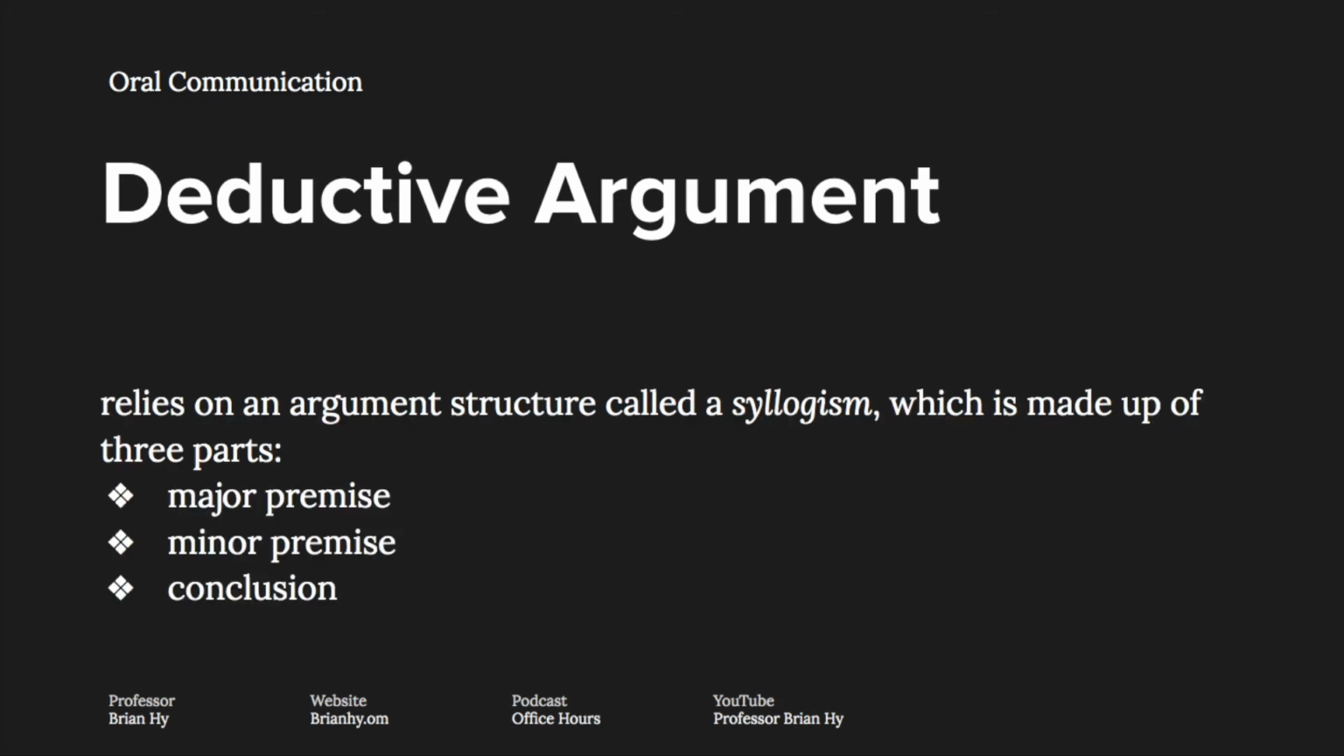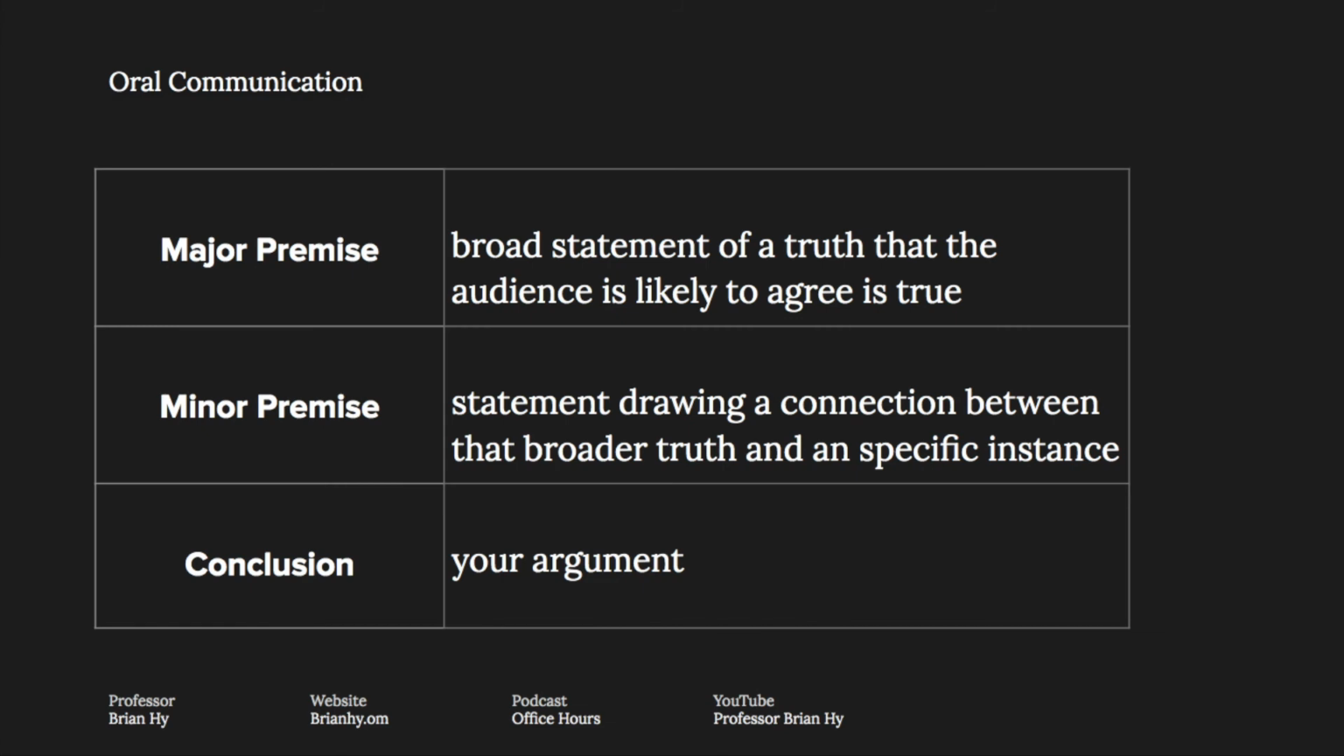A deductive argument relies on an argument structure called syllogism, which is made up of three parts: a major premise, a minor premise, and a conclusion. Now, the major premise is a broad statement of a truth that the audience is likely to agree is true. The minor premise is a statement drawing a connection between that broader truth and a specific instance about which you are making an argument. And the conclusion is the argument that you're making.